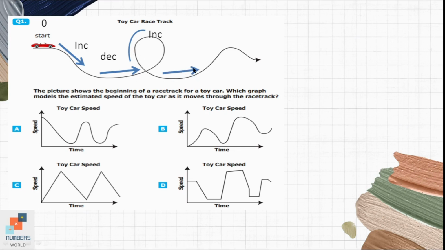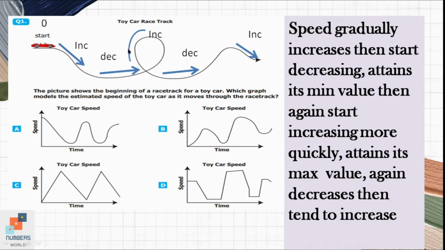The speed of the car will decrease in this area again. When the car moves downwards from here, the speed of the car will increase again. So we can say the speed of the car gradually increases, then starts decreasing, attains its minimum value, then again starts increasing more quickly, attains its maximum value, again decreases, then tends to increase, which is shown in option B. So the graph given in option B models the correct estimated speed of the toy car.